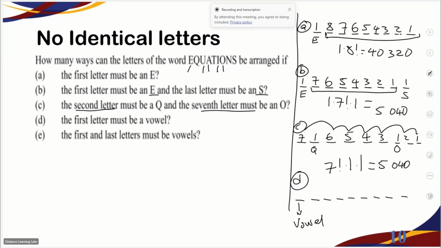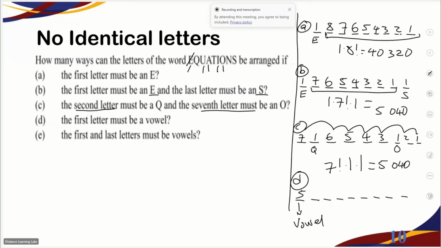It must only be a vowel because they say the first letter must be a vowel. How many vowels do we have on the word equations? We have 1, 2, 3, 4, 5. Meaning on position 1, all 5 of the vowels are going to compete there. But not all 5 of them would occupy that position. One vowel would occupy that, meaning the other vowels can occupy any other position. As long as it starts with a vowel, there is no problem because they're saying the first letter must be a vowel.